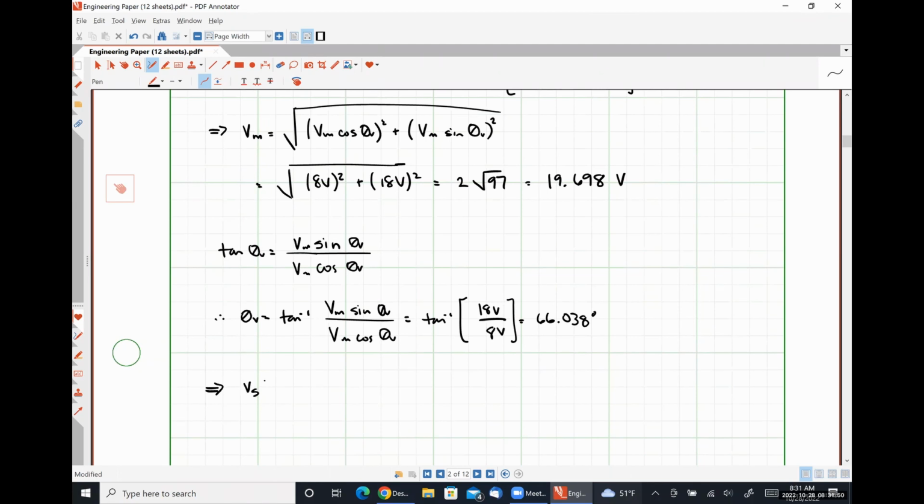Okay. So from this, I can say that Vs of t is 19.698 cosine 3t plus 66.038 degrees volts. So I'm going to put my keyboard back on my computer, and we're going to see if that matches what we got on our graph.